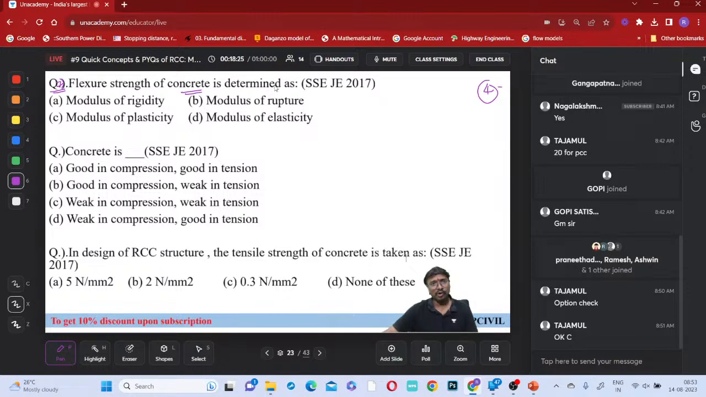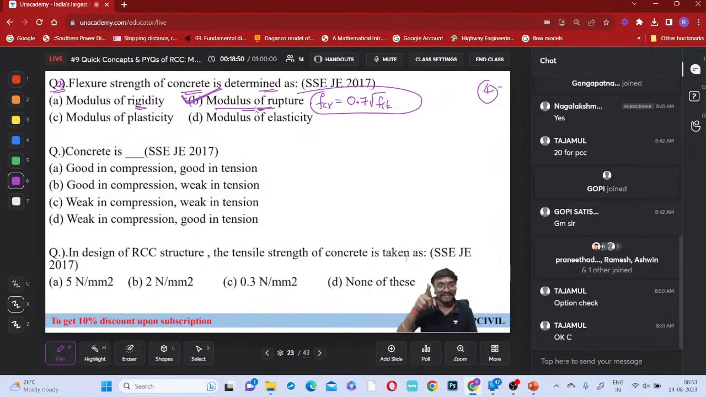Flexural strength of concrete is determined as modulus of rigidity? Modulus of rigidity, no. Modulus of rupture, yes. What is it? Modulus of rupture, you can say fcr, that is 0.7 root fck. This is taken as the flexural strength, yes or no? This is taken as the flexural strength or not, all of you? I have given this also, right? A class number also I have given.